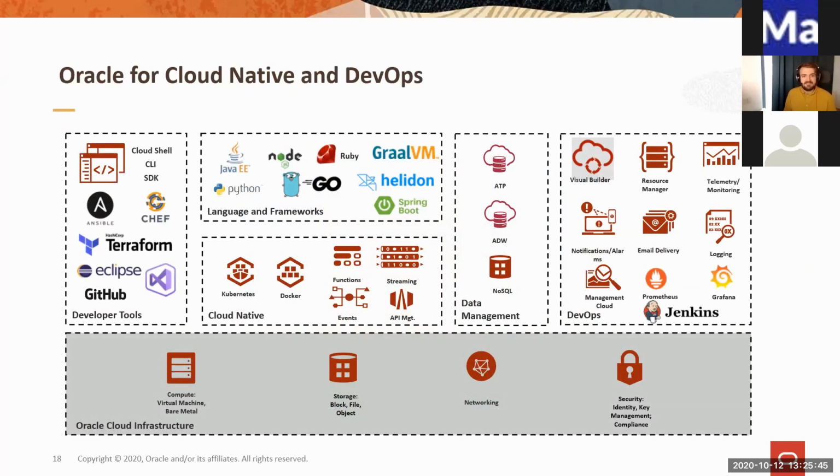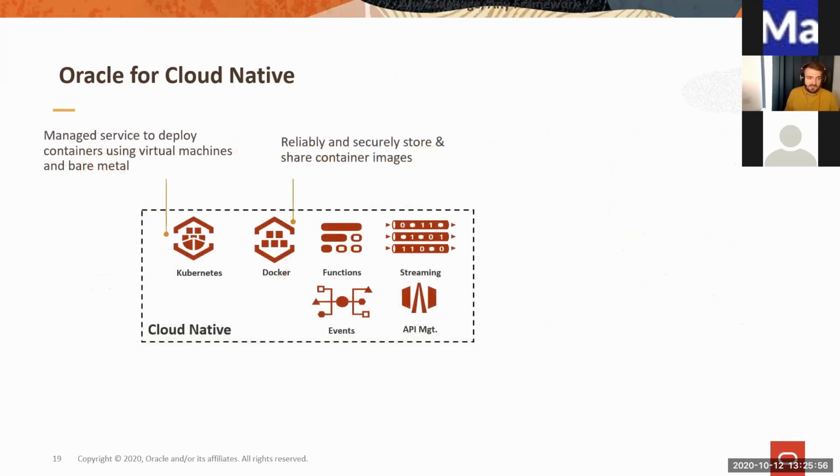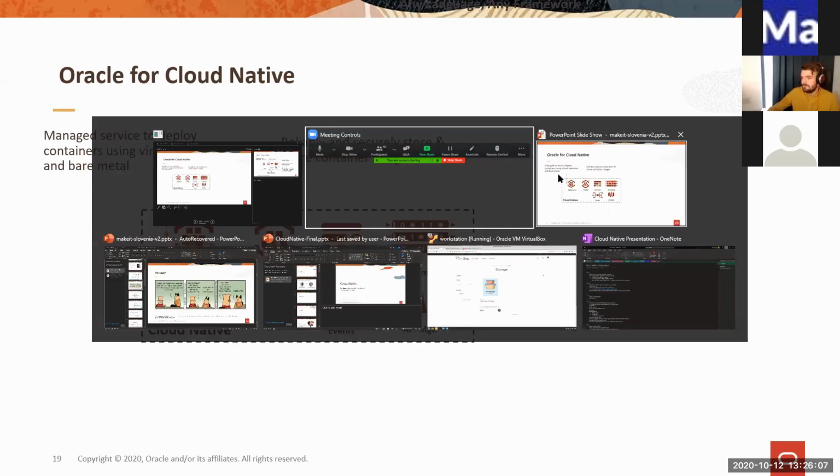So this is a big picture of what we have: the services available right now in OCI for cloud native purposes and DevOps. And what we are going to do now, before taking a break, is start with some of them. We have Kubernetes as a cluster, right? Let me show you directly from the console.